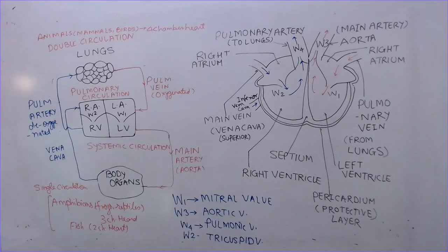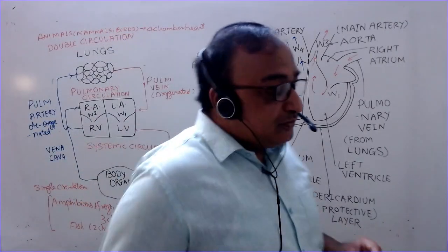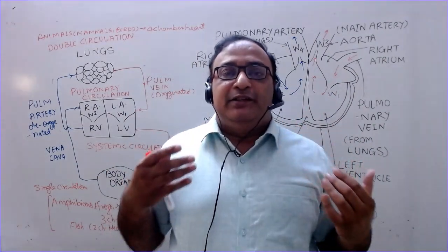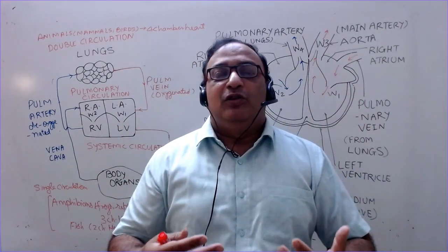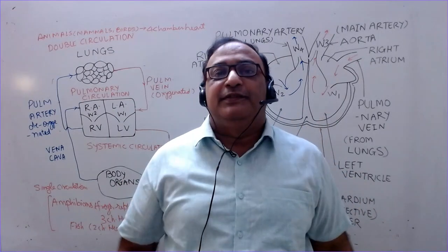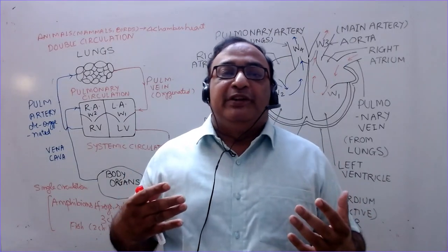Double circulation, you can see here, these are the lungs and these are other body organs. What happens in body organs? During respiration we inhale oxygen and we exhale carbon dioxide, which comes out through the nostrils. This is what we do in respiration.